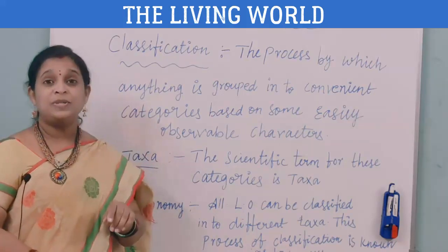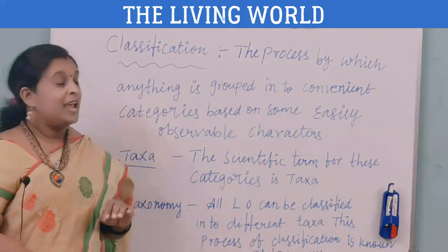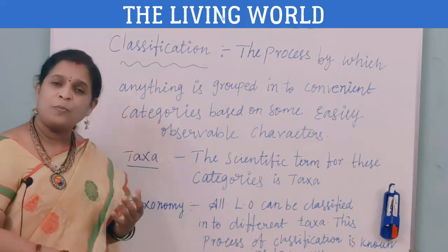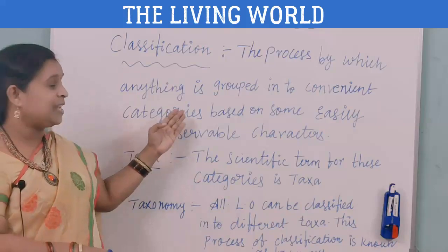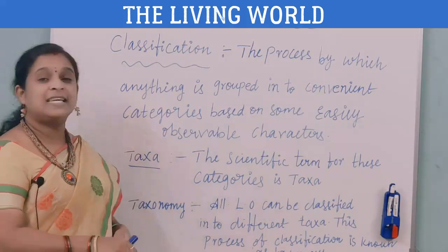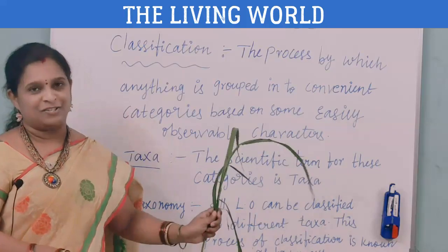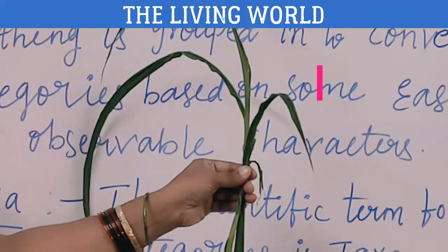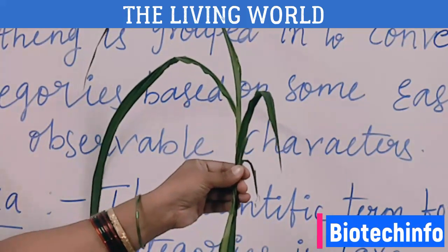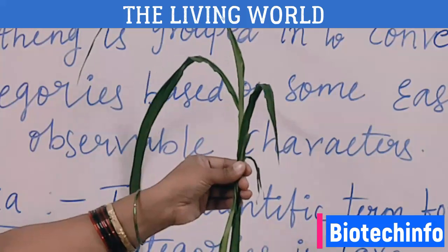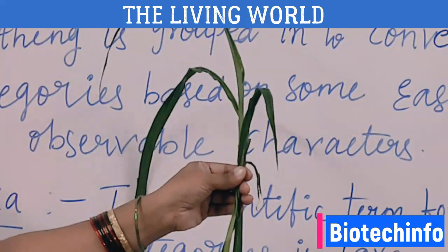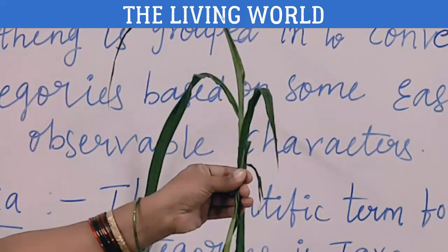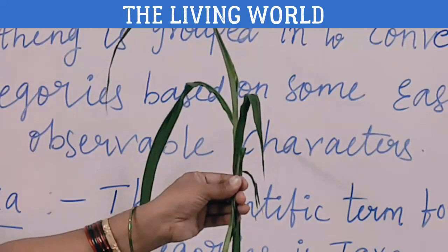Now let us get into the definition of classification. Classification is a process by which anything is grouped into convenient categories based on some easily observable characters. For example, we easily recognize groups such as plants or animals, or dogs, cats or insects. The moment we use any of these groups, we associate certain characters with the organisms in that group.